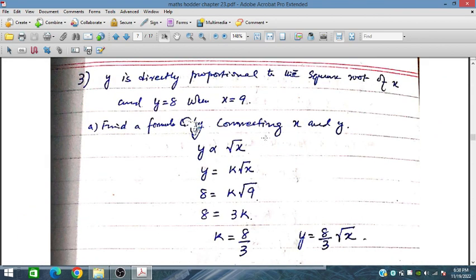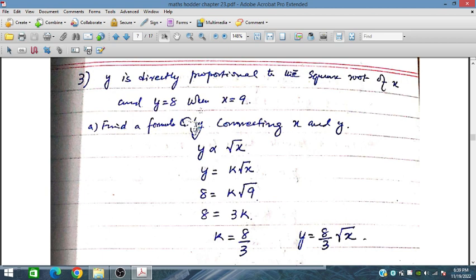Now y is directly proportional to the square root of x, and y is equal to 8 when x is equal to 9. For a direct relationship, we have been given the square root of x, so y is directly proportional to the square root of x. This is the given information. From the given information we write down y is directly proportional to the square root of x, so this proportionality goes with an equal sign and with some proportionality constant, so y is equal to k under root x.